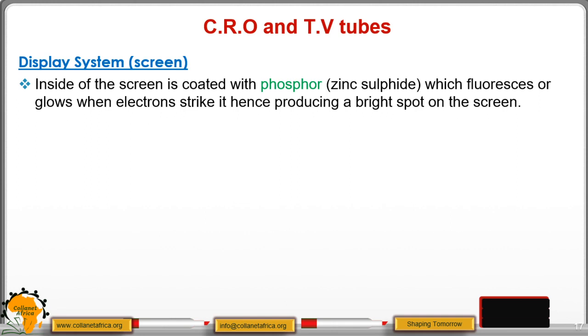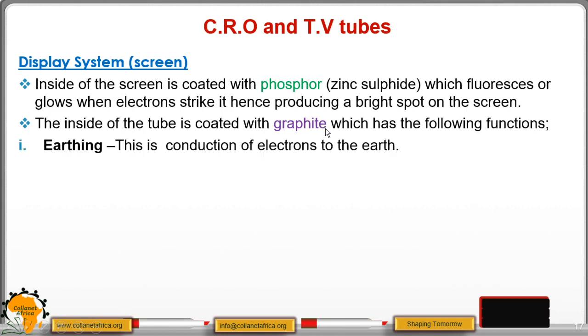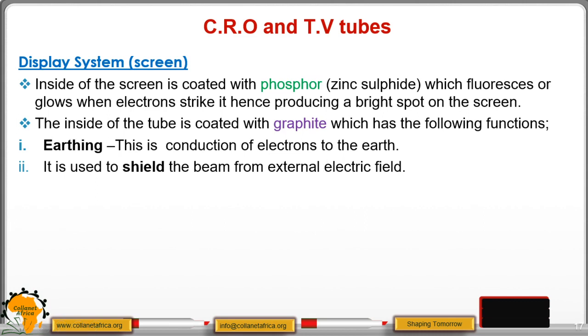But remember, this screen is coated with phosphor, which can fluoresce when the electrons hit it. Then the inside of the tube is coated with graphite, and the graphite has the following functions. One, earthing, which is the conduction of electrons to the earth. Then number two, it shields the beam from the external electric field.